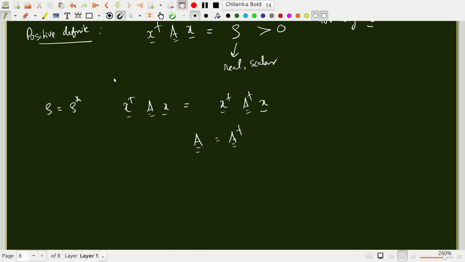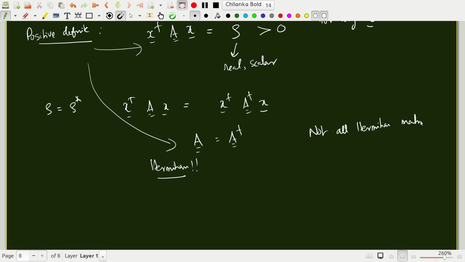If a matrix is positive definite such that it obeys this, then it is also Hermitian. Note that all positive definite matrices are Hermitian, but the other way around is not true. Not all Hermitian matrices are positive definite.